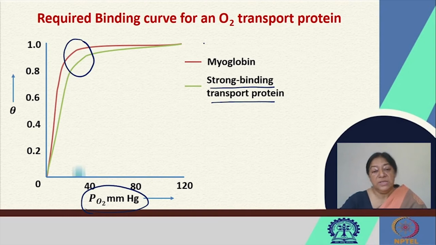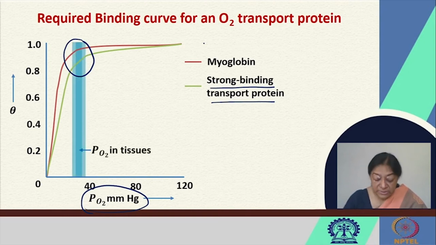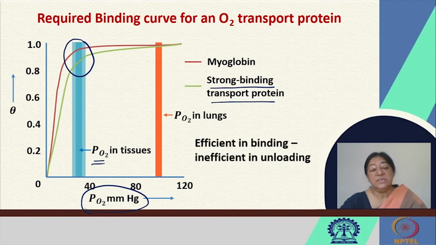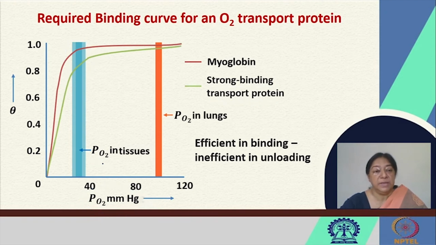However, this is the indication of the partial pressure of oxygen in the tissues. This is the partial pressure of oxygen in the lungs. This is efficient in binding, but when there is a lower concentration of oxygen in the tissues, it will not unload the oxygen because it has a very strong affinity or a strong binding capacity. So this is inefficient in unloading, but efficient in binding.